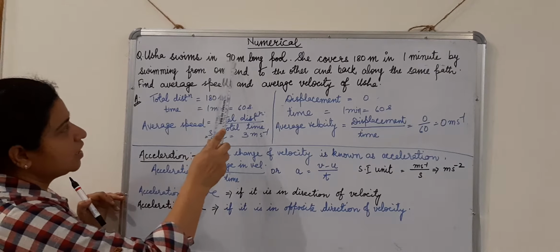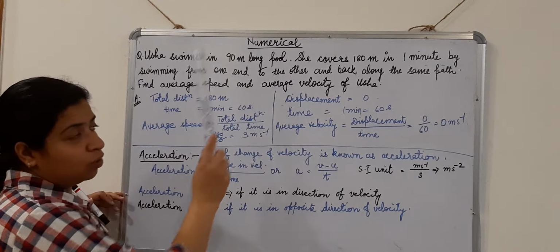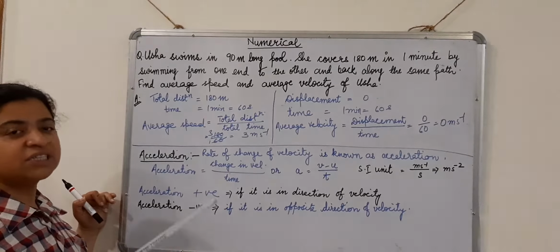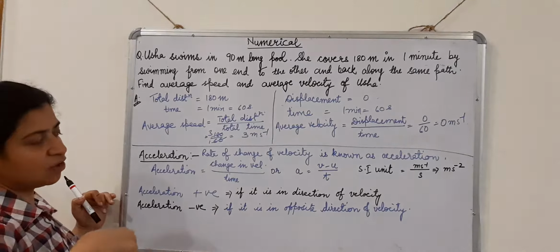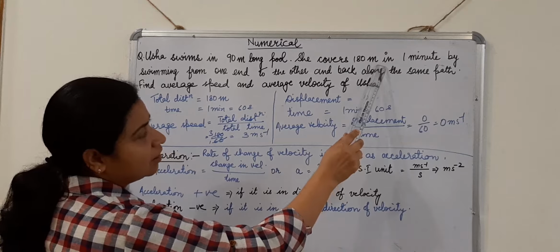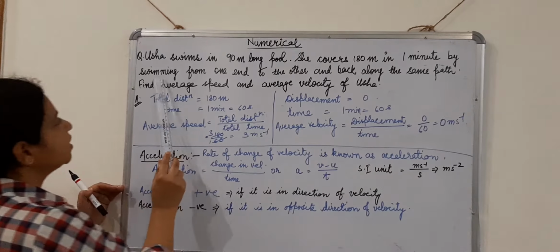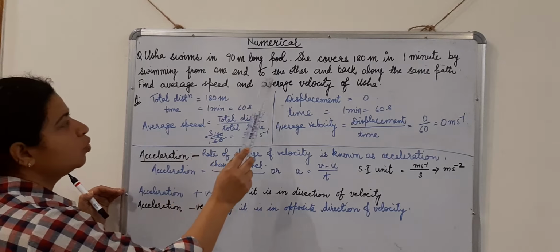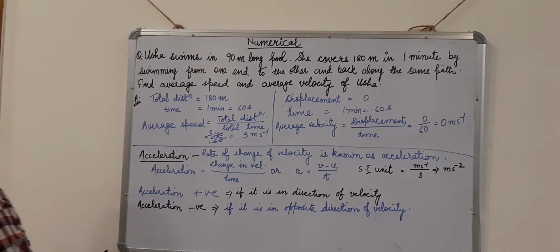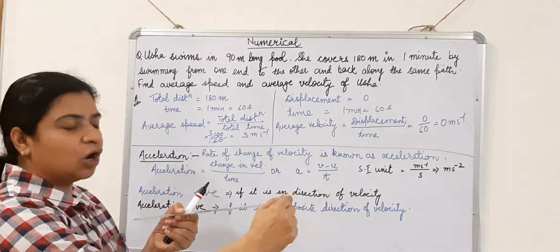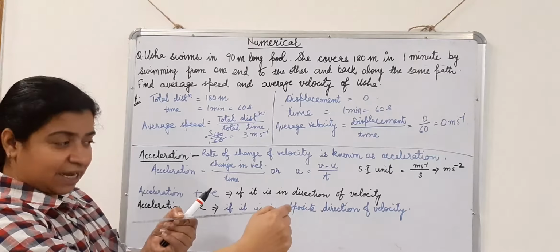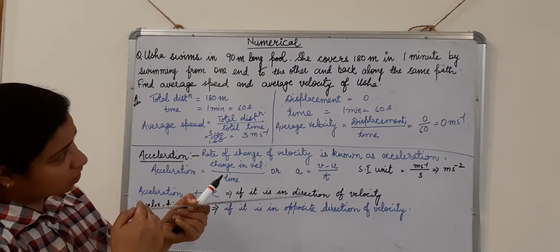Usha swims in a 90 meter long pool. She does swimming in a pool which is 90 meter long. The length of the pool is 90 meter. She covers 180 meter in 1 minute by swimming from one end to the other and back along the same path. If the length of the pool is 90 meter, how will she move 180? That means she will go from this side 90 and then she will come back along the same path.